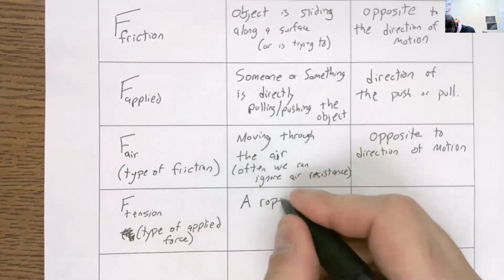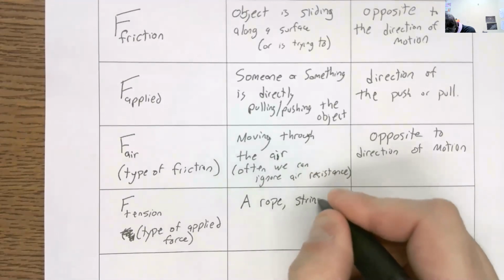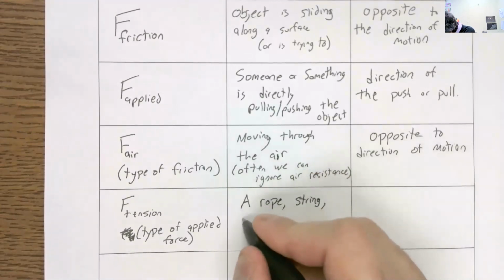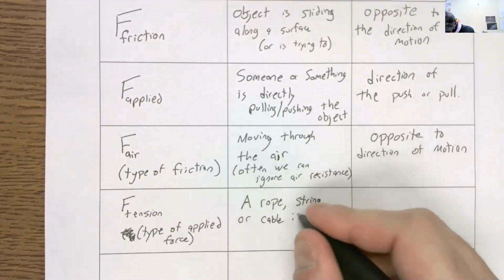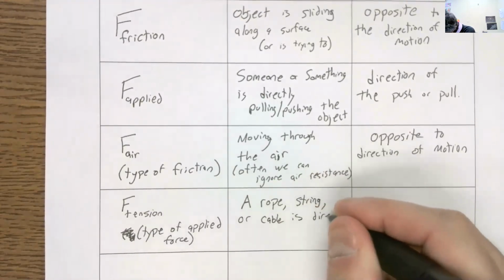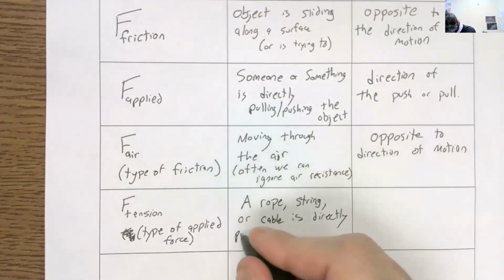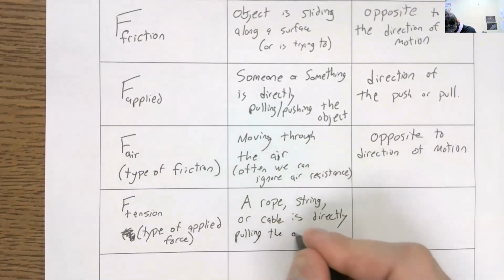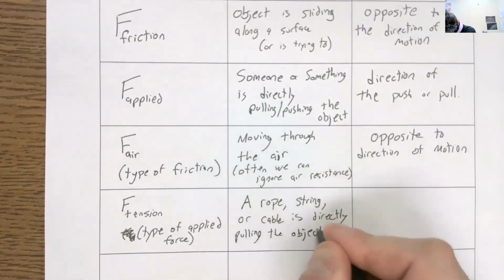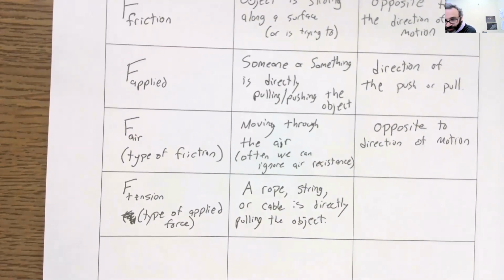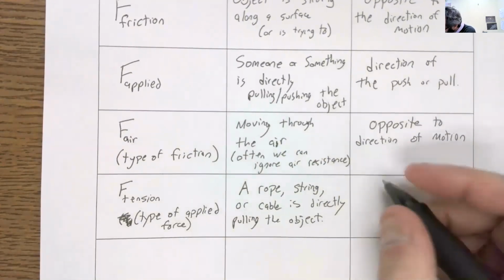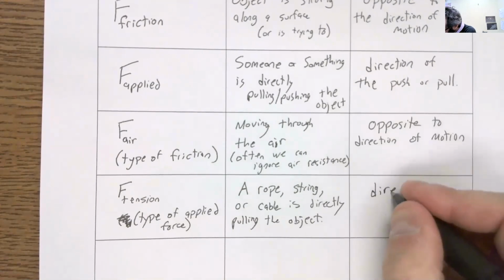So a rope, a string, or a cable, anything like that that is directly pulling the object. It's just an applied force, but with a rope or string. And just like applied force, the direction is just the direction that you're pulling.